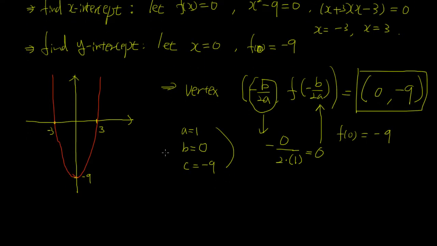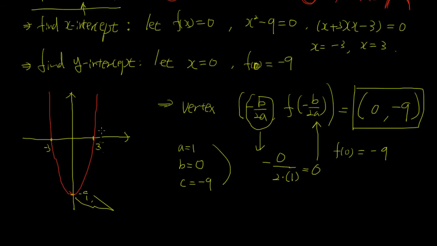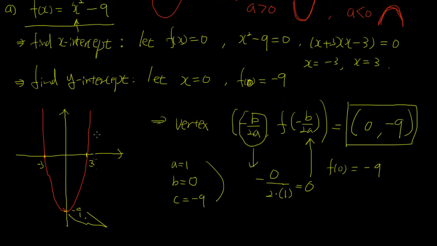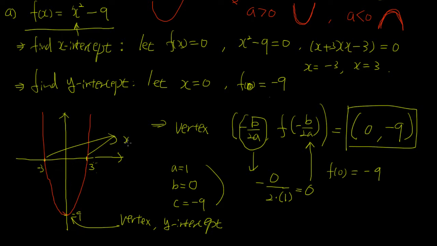So all we need to do is identify this point, let me box it up again, identify this point as the vertex and also the y-intercept, and these two points as the x-intercepts.